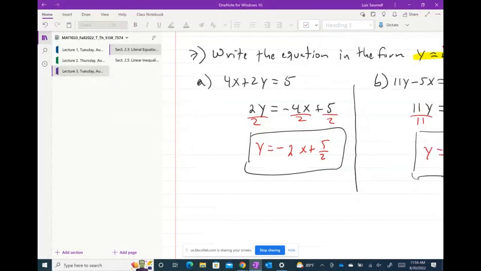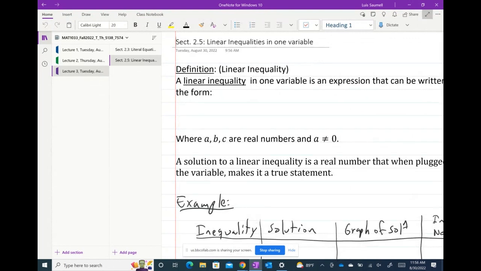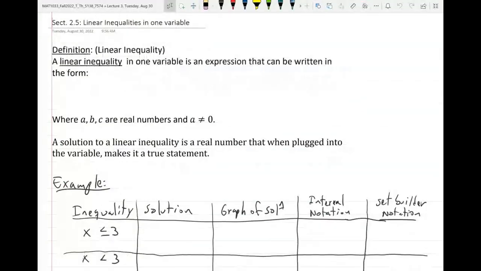And now what I want to discuss is inequality. So basically we're going to do the same thing that we did last time. We did equations in one variable, okay? But now instead of an equal sign, we're going to have an inequality sign. So what's an inequality sign? A greater than, a less than, greater than or equal to, less than or equal to. Do you know what I'm talking about? So that's what we're going to do here. So that's 2.5.